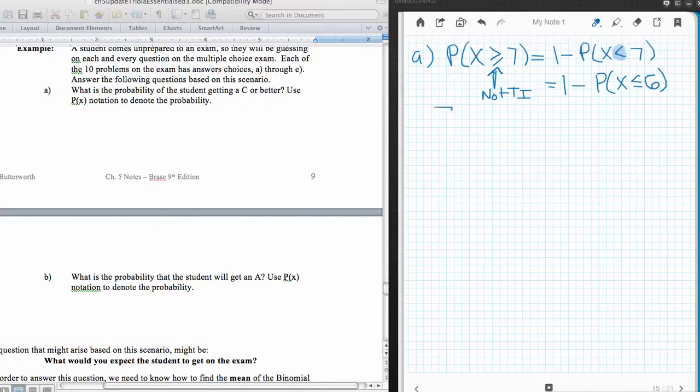So remember, here's the 7 bar, right? And then the 6 bar is over here. If we want to be strictly less than the 7 bar, then we're starting at the top of the 6 bar, the bottom of the 7 bar, and going this way. So this would be the 6 bar, the 5 bar, the 4 bar, and so on and so forth. So our calculator can take care of this.